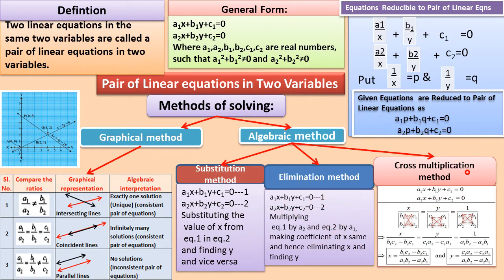Then we have the third algebraic method, called the cross multiplication method. I again have two given equations. I can write them as x divided by the matrix where the remaining real numbers are written like this: b1 c1 in the first row, and b2 c2 in the second row.